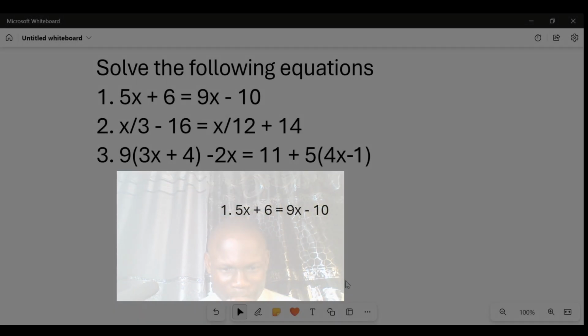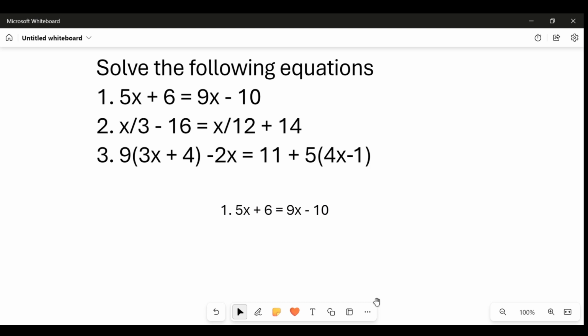The first question we'll be solving here today: we have to solve the following equation: 5x plus 6 equals 9x minus 10. x over 3 minus 16 equals x over 12 plus 14. And lastly, we have to solve 9 into 3x plus 4 minus 2x equals 11 plus 5 into 4x minus 1.